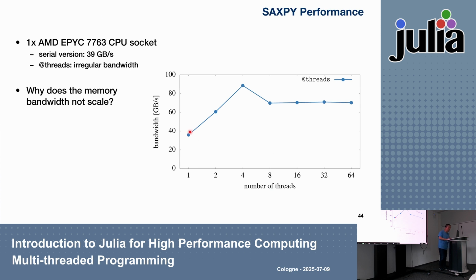And you may expect that with more and more threads, the performance, for example, in this case measured by the so-called memory bandwidth, will increase with respect to the number of threads or with respect to the number of cores. But actually, the measured memory bandwidth does not scale. As you can see, this looks irregular. And what is the reason for it?